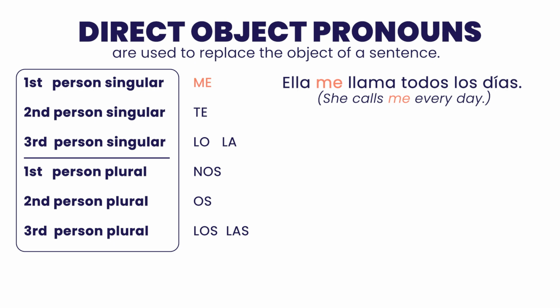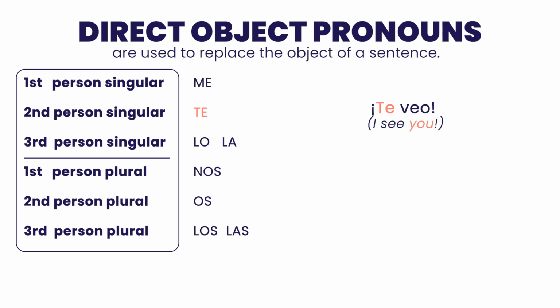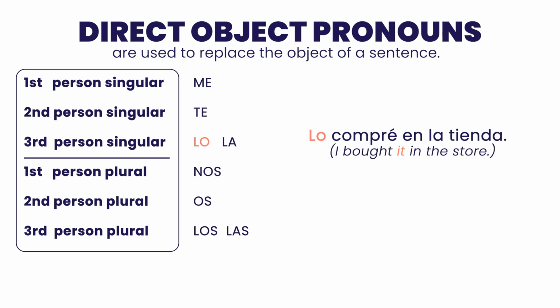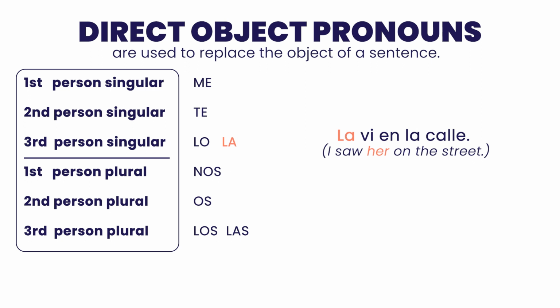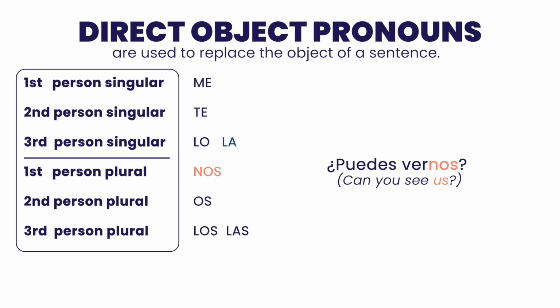Examples: Ella me llama todos los días. She calls me every day. Te veo. I see you. Lo compré en la tienda. I bought it in the store. La vi en la calle. I saw her on the street. ¿Puedes vernos? Can you see us?